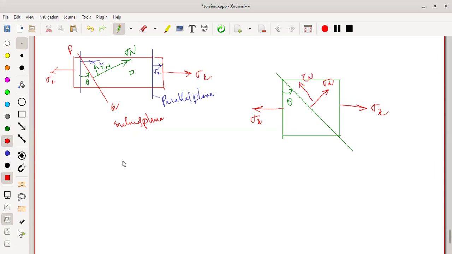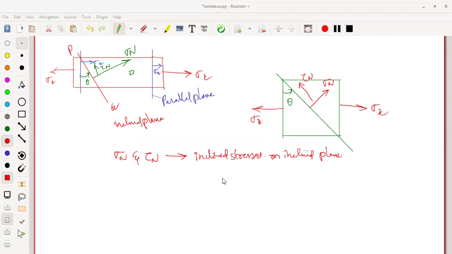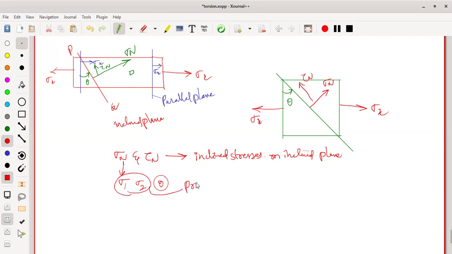So these two are the stresses, sigma n and tau n. You can consider them as inclined stresses, the stresses on an inclined plane. So like that, this sigma n tends to a maximum somewhere, which you can call sigma 1, and a minimum somewhere else, which you can call sigma 2, based on the change of theta. So these two stresses you can call principal stresses.